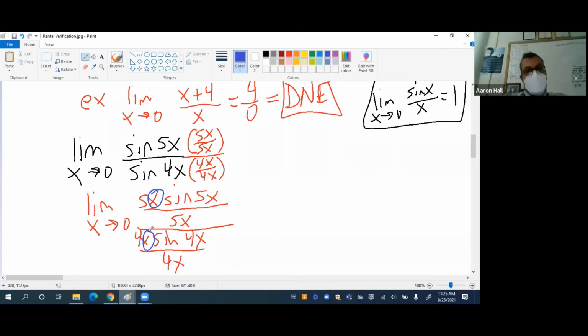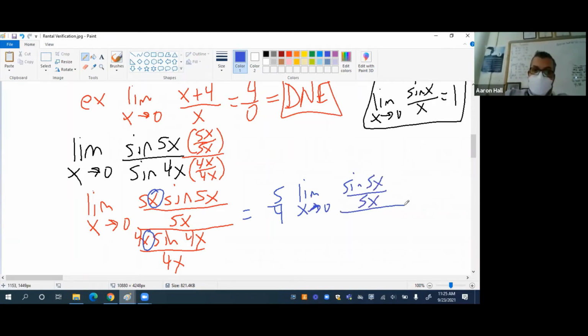We also have a rule that if I have a constant in a limit, I can take it out. So that gives me 5 over 4 times the limit as x approaches 0 of sine of 5x over 5x over sine of 4x over 4x.